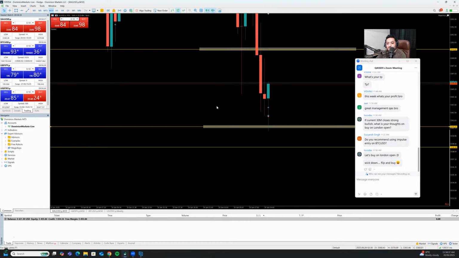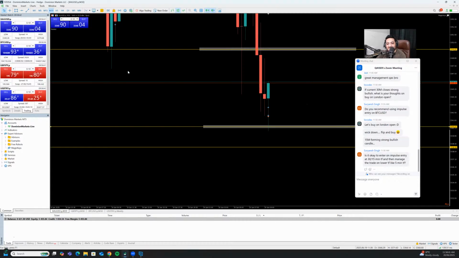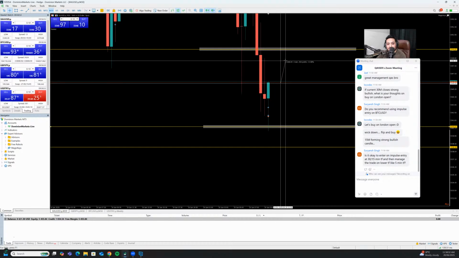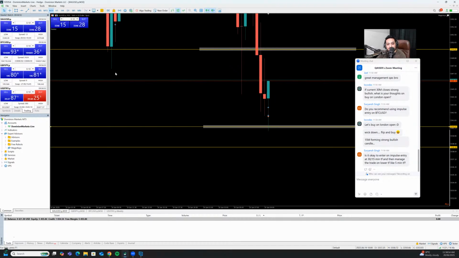Okay, let's buy on London Open. Wick down, flip and buy. Let's see. There's 2 minutes left for the candle to close. Next candle creates a wick, breaks above the high. We'll see. There are a few minutes left for the candle to close. 1 minute left for the candle to close.